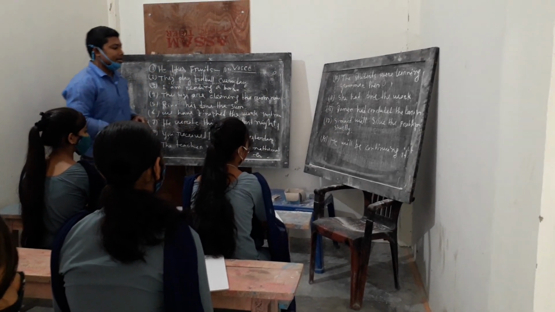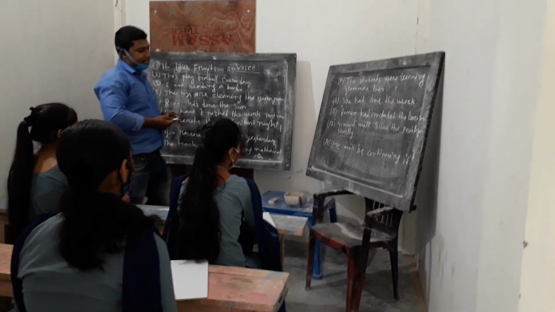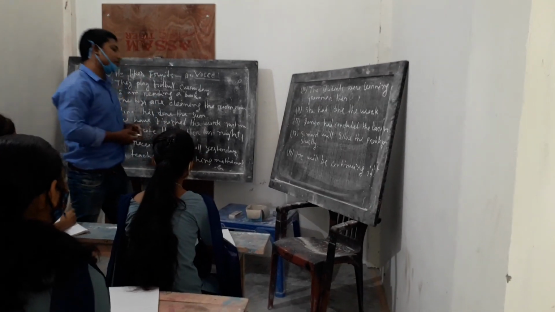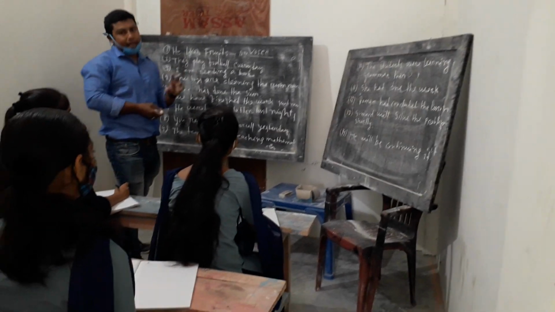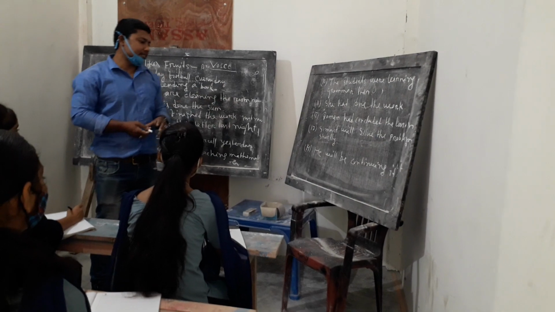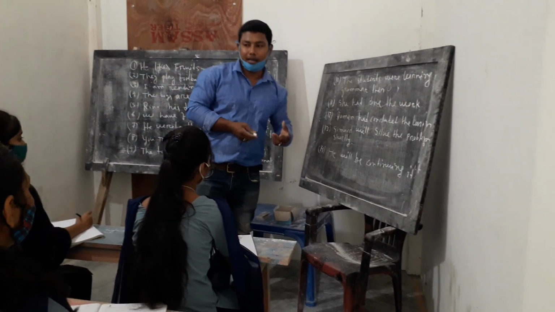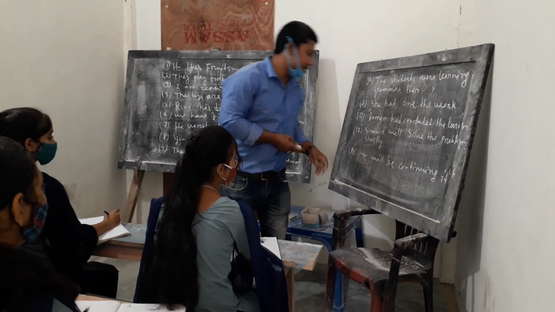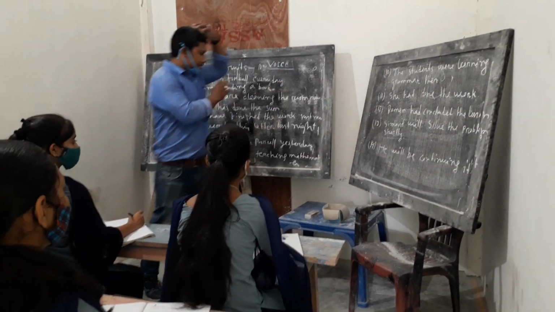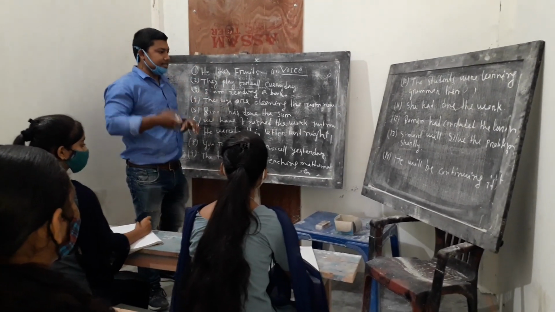He will be continuing it. This is an example of future continuous tense. In case of future continuous tense, what verb do we have to use? Will be, shall be. So what is the answer here? It will be being continued by him. Okay, it will be being continued by him. These are the examples of changing voice in various tenses.